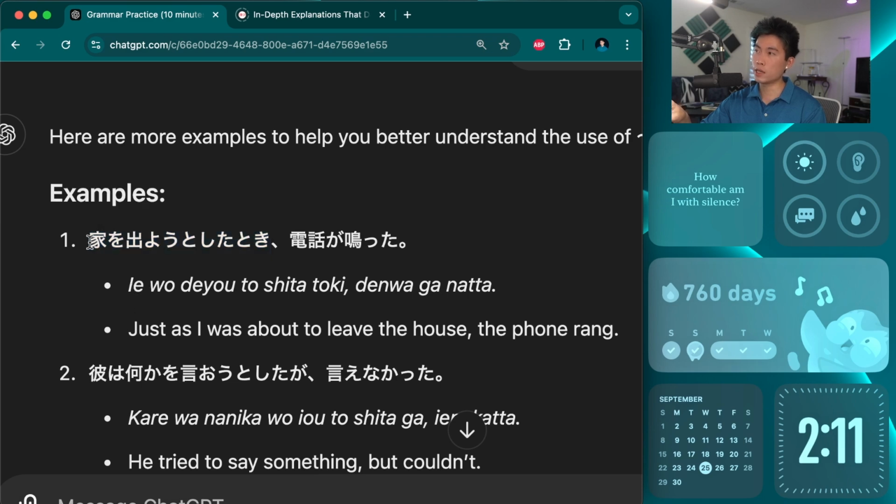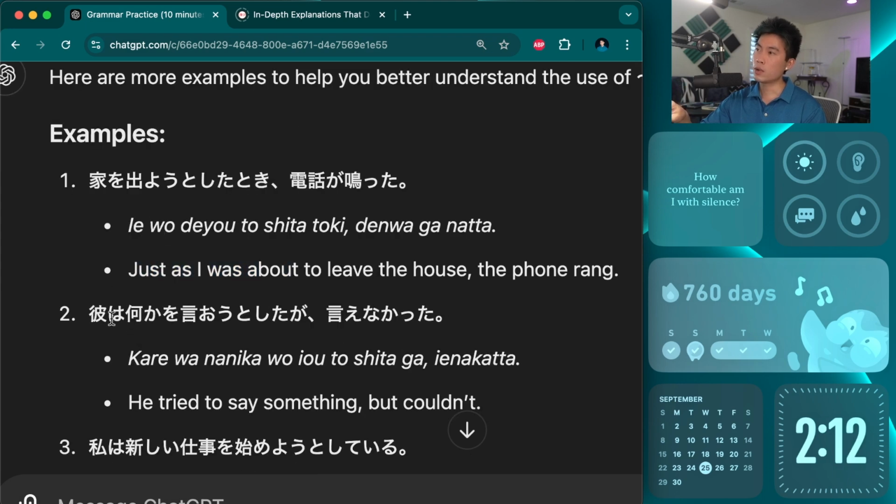I think in this case it can be both. Like you were trying to leave the house, the phone rang. Or just when you were about to leave the house, the phone rang. Then 彼は. I've been told that this isn't a great way to refer to other people, but literally every example uses it, so it kind of confuses me.